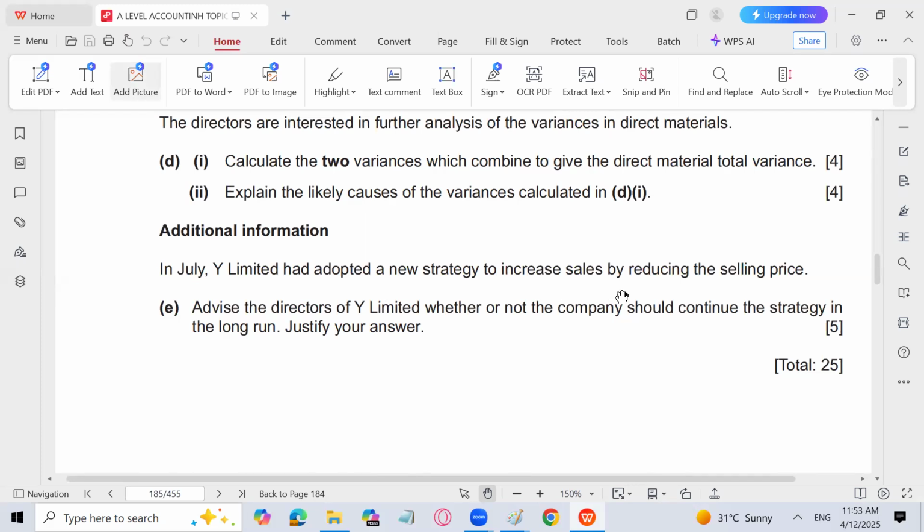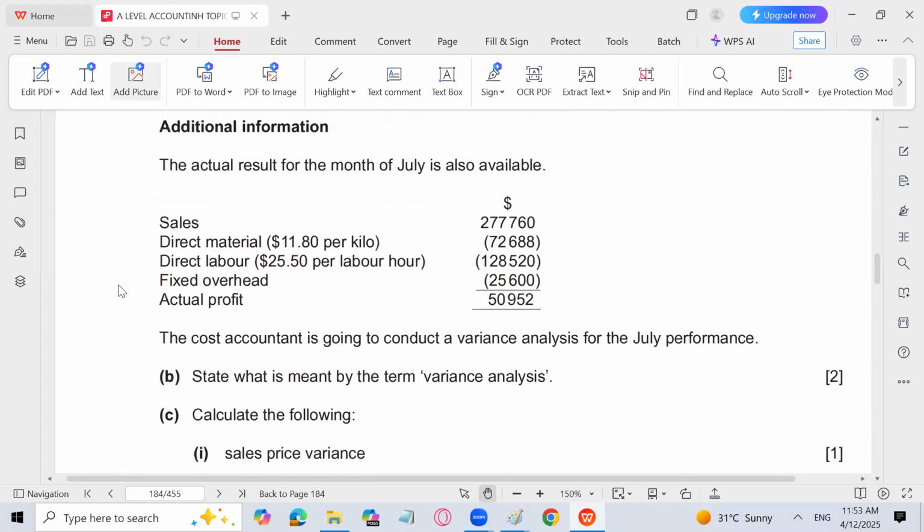To increase sales by reducing selling price. Reducing selling price will always result in increasing the sales, and definitely it will result in increasing the profit also. But if you look at the actual results of this particular question, we have a profit of 50952. So they wanted to decrease the material price.